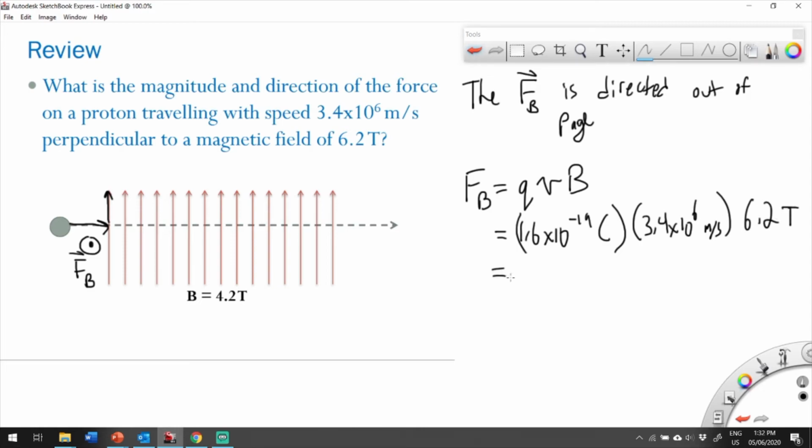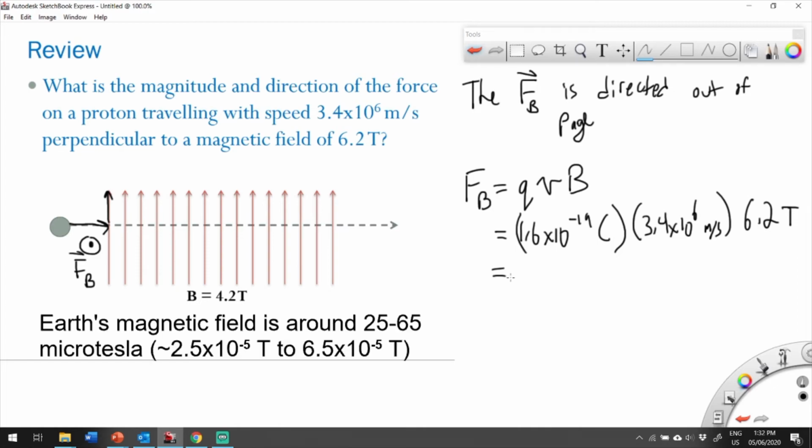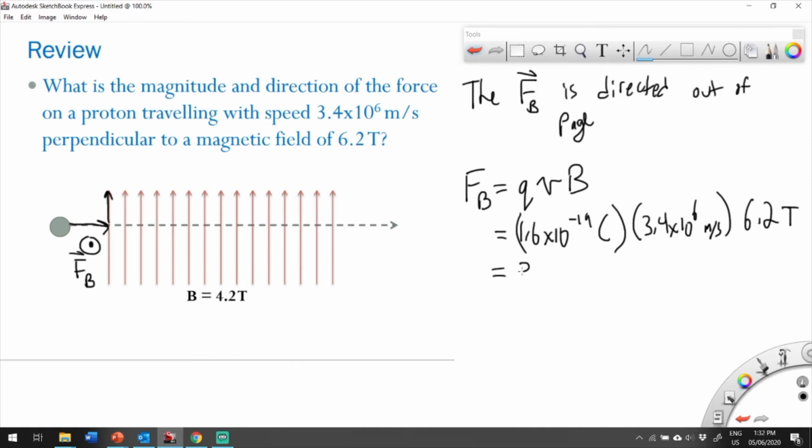6.2 Tesla, by the way, is a ridiculously large amount of magnetic field. The Earth's magnetic field is nowhere near that size. Put all that into our calculator, we get the following: 3.37 times 10 to the negative 12 newtons. To two significant figures, 3.4 times 10 to the negative 12 newtons.